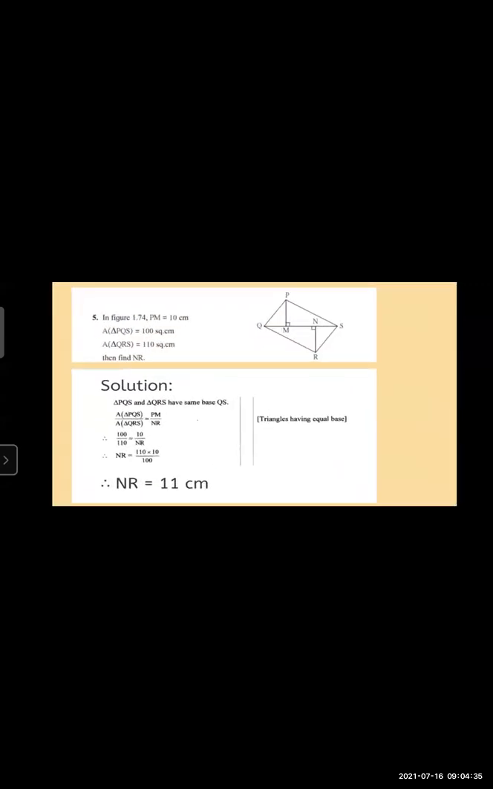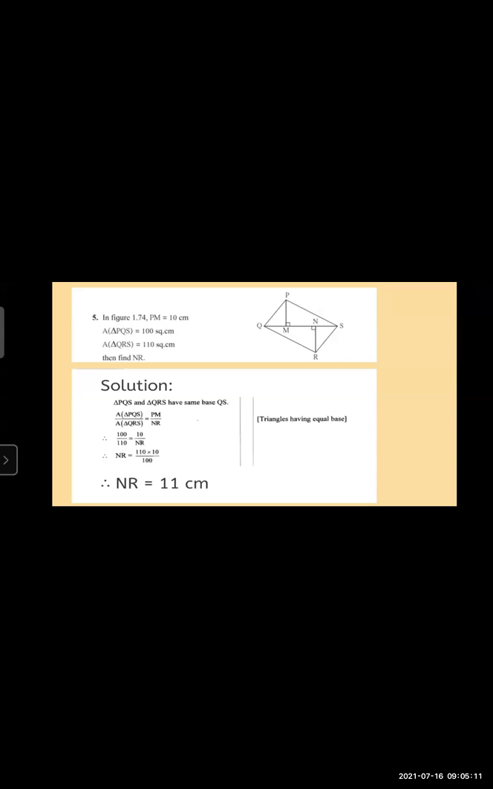Question number 5. In the figure, PM is 10 and area of PQS is 100 and another area QRS is equal to 110 square centimeter. Find NR. So in this triangle, first we check whether they have common base or common height. So when we consider triangle PQS, height is PM and base is QS. And when we consider another triangle QRS, NR is height and QS is base. So in both cases, QS is the common base.